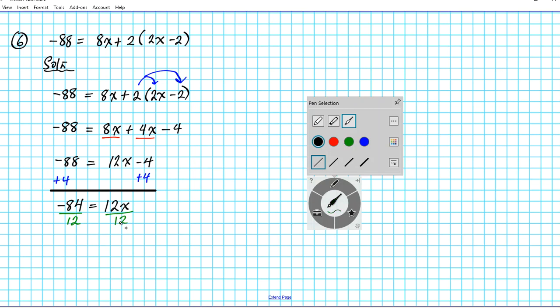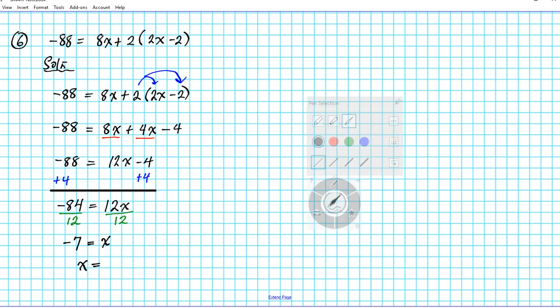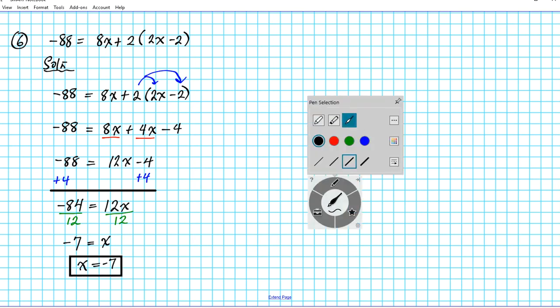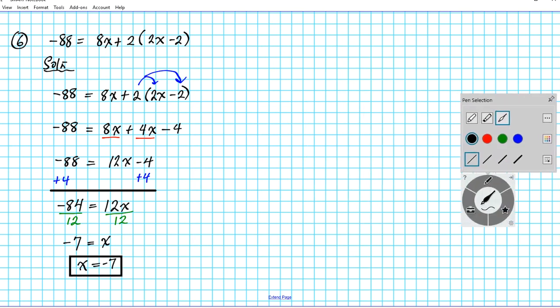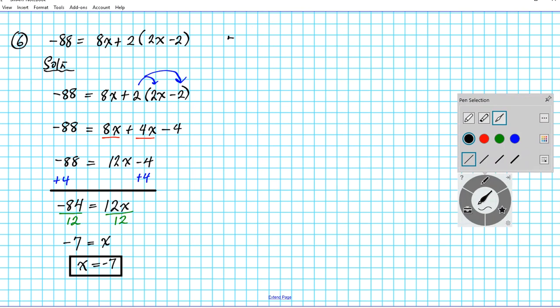Negative 84 divided by 12 is negative 7 is equal to x, and we can just write it as x equals negative 7 using the reflexive property of equality. Alright, so there goes the answer to question number 6. Now let's take a look at question 7.